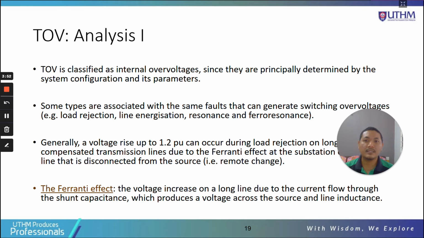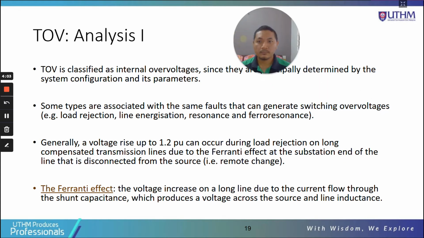TOV is classified as internal overvoltages, so basically due to the system and its parameters, appearing internally. Some types are associated with the same faults that can generate switching overvoltages as well. So if we have this kind of phenomena in the system, it will not just cause switching overvoltages, but it also causes temporary overvoltages as well.